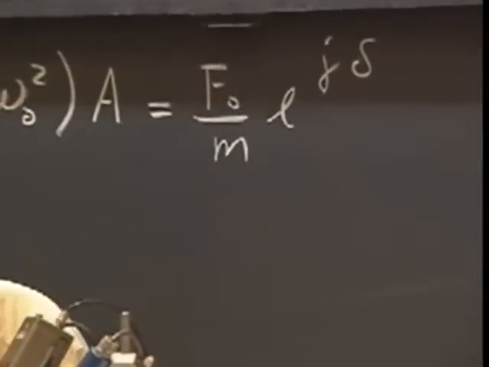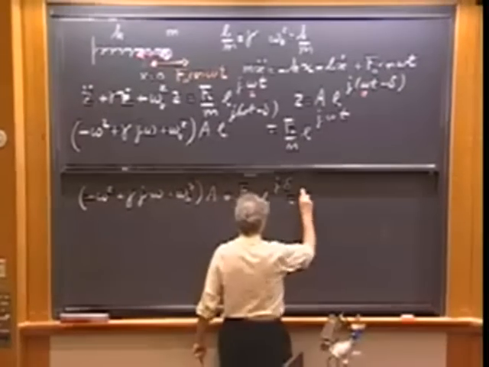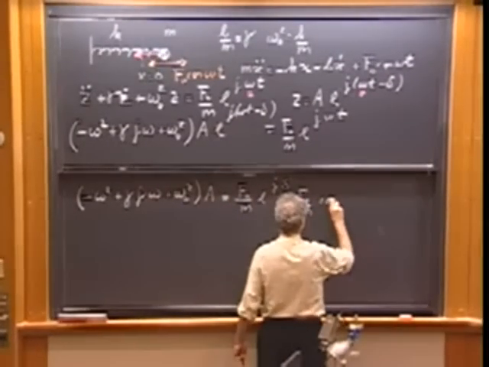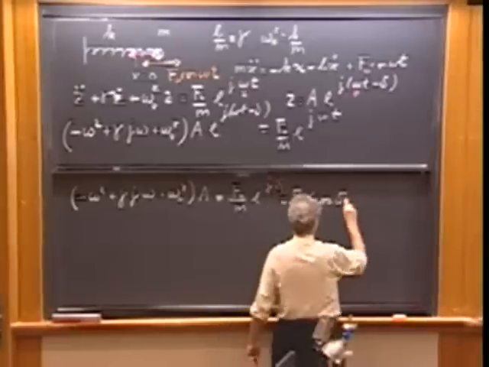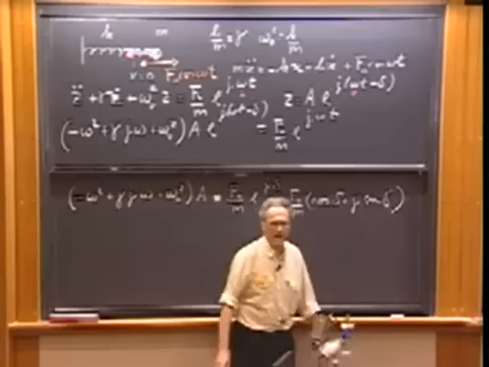Can we live with that? And this can be written F0 divided by m times the cosine of δ plus j times the sine of δ. I'm still in the complex plane, but that's Euler.